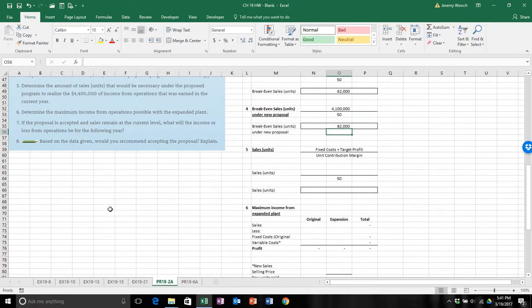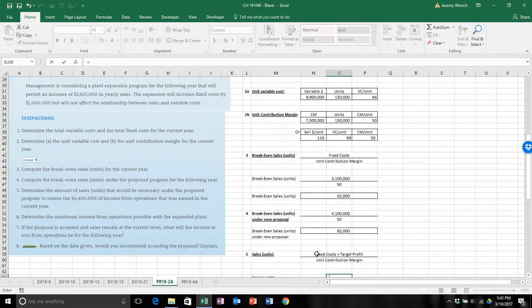Alright, so part 5, to determine the amount of sales and units that would be necessary under the proposed program to reach $4.4 million. So what it's asking for is a target profit, or the units to reach a target profit. The formula for that is going to be the exact same as break even, except all we do is take the profit that we want to earn and add it to our fixed cost.